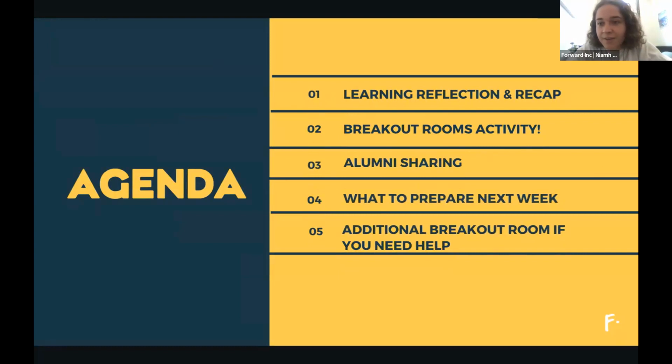And of course, our agenda for this week, we will start off with the learning, reflection, and recap with Matthew, our team facilitator, followed by our breakout rooms activity, which will be 30 minutes this week. We listened to your feedback last week. They're no longer 20 minutes, they'll be 30 minutes. And then we will do our alumni sharing with Idris, a former DEP participant. And then we will go over what to prepare for next week.